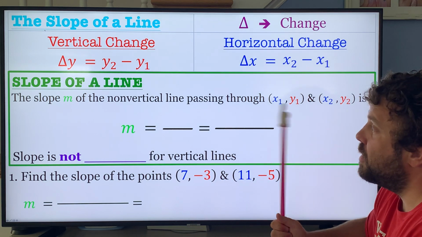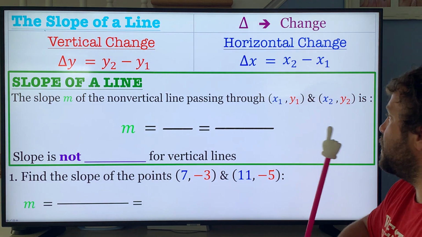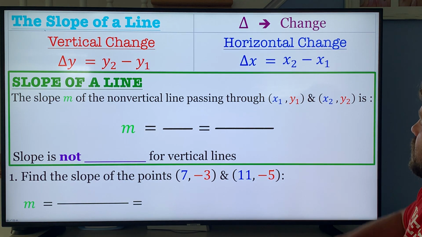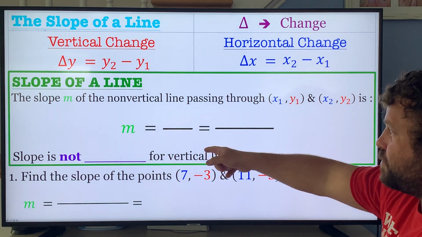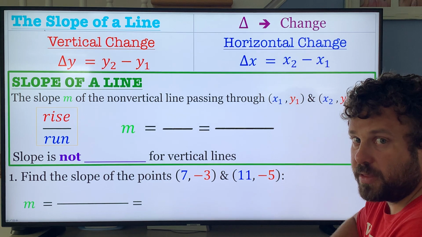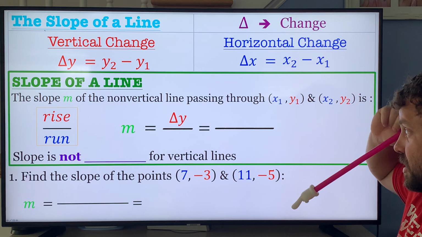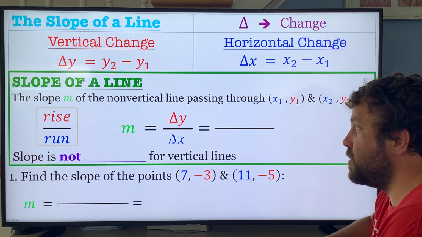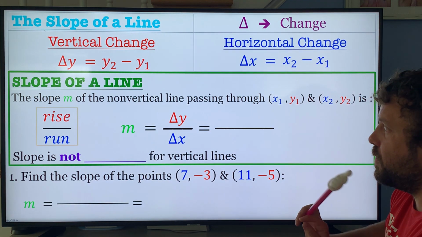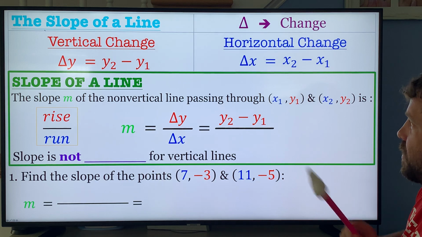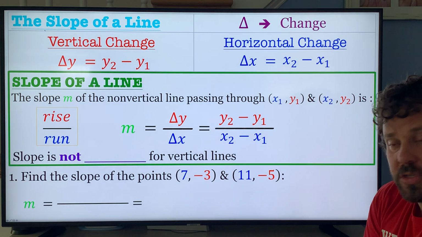This is a simple one. Define the slope of a non-vertical line passing through. Now, vertical lines are lines that go up and down. x1, y1, and x2, y2. This just means point 1 and point 2, two different sets of x and y values. Your slope equals rise over run. You remember those things? So the distance you go up and down over the distance you go left and right. Rise is your vertical change, so that's delta y. Run is your horizontal change, delta x. So you guys should know the formula for this is delta y is y2 minus y1 over delta x, which is x2 minus x1. And that is slope of lines.